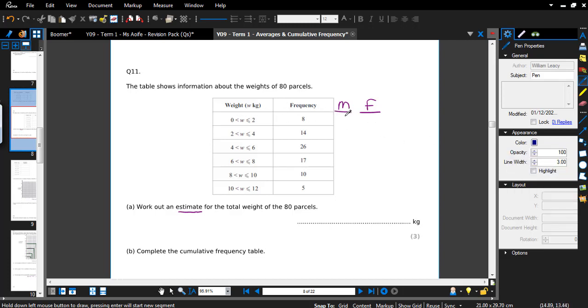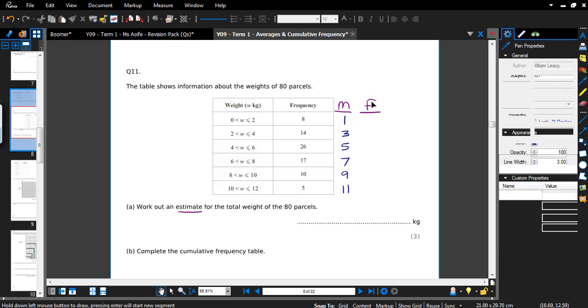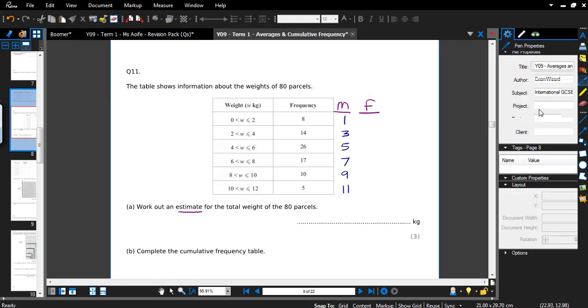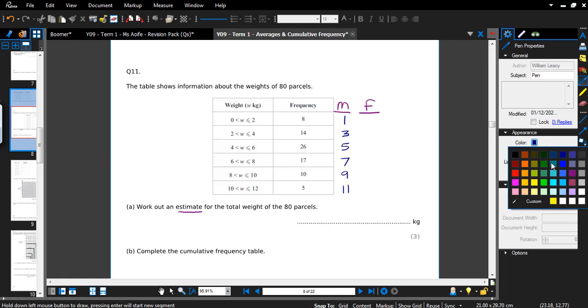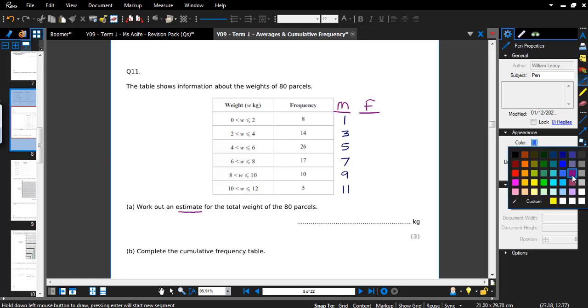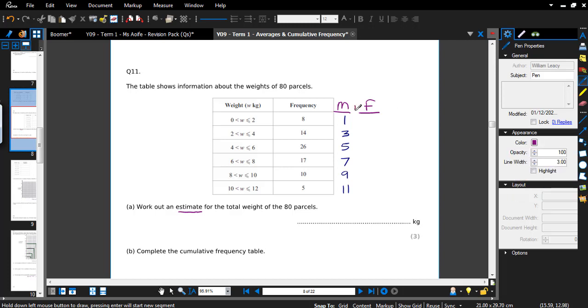The middle of 0 and 2 is 1. Middle of 2 and 4 is 3. Middle of 4 and 6 is 5. Middle of 6 and 8 is 7. 8 and 10 is 9. And the middle of 10 and 12 is 11. Now the frequency, we don't need to put that there really. It's MF that I need to put in here.